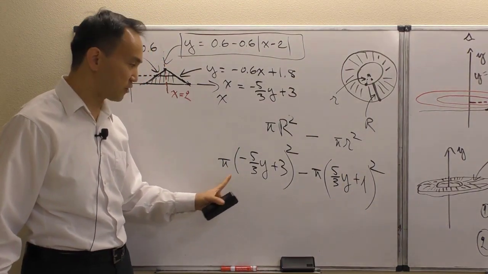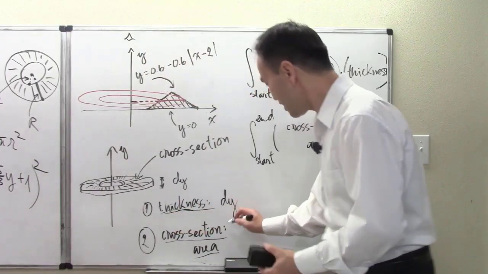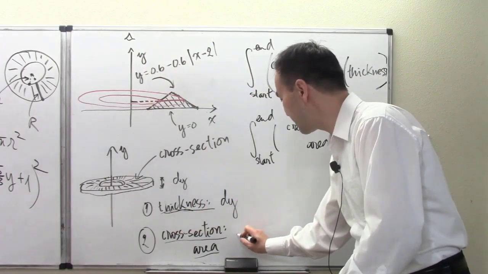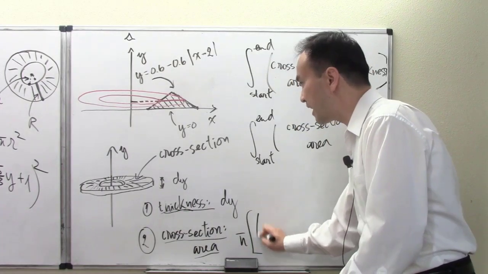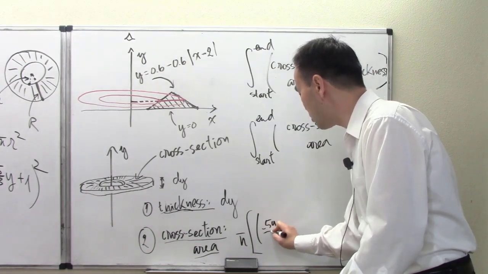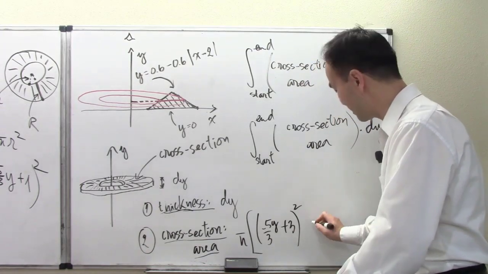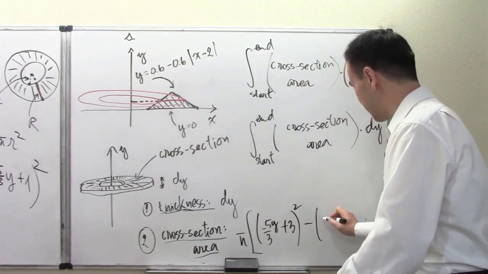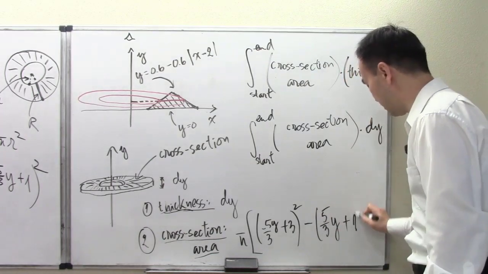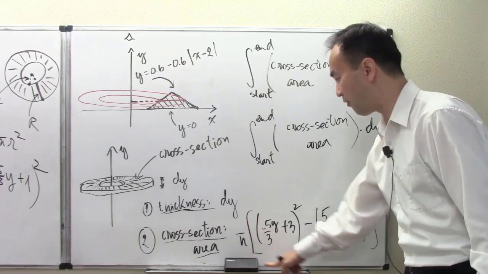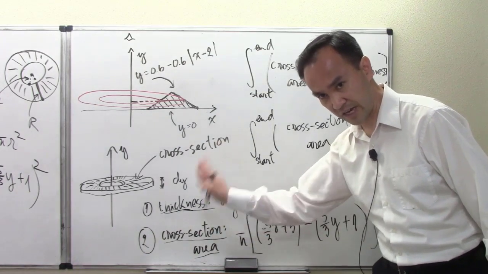Okay, so now I'm ready for taking that into my other board and fill that in right here. So cross-section area, now we concluded that it has to be, now we have a common factor, so I'm going to pull it out, and then we're looking at minus 5/3 y plus 3 all square, and then minus, and then there's that positive 5/3 y plus 1 all square. And this is our formula in terms of y, our function in terms of y representing the cross-section area, or the area of the cross-section.